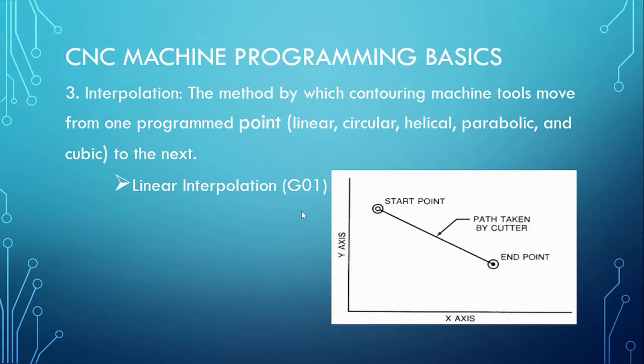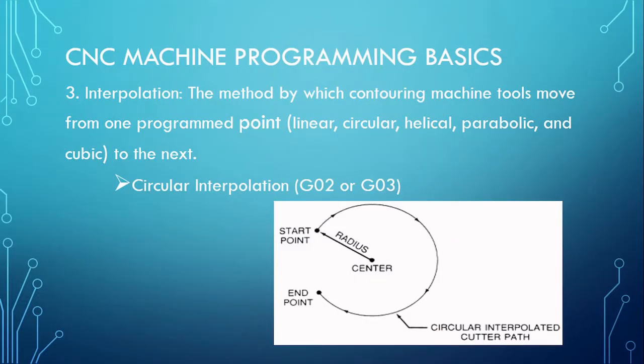For linear interpolation, the part program code is G01. So once the part program reads G01 on a particular line, the machine knows that whatever coordinate comes after G01 means that the tool will transit or interpolate from the previous to the next via a straight line. And the common interpolation with machine tools is the linear and circular.